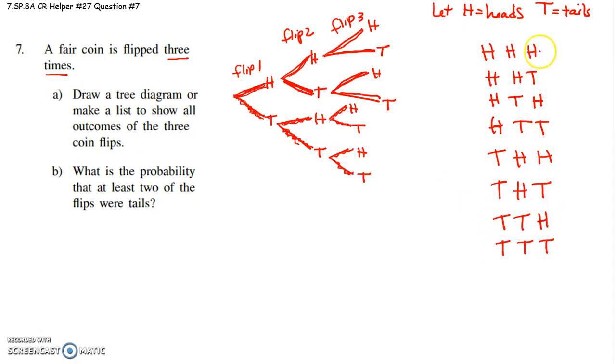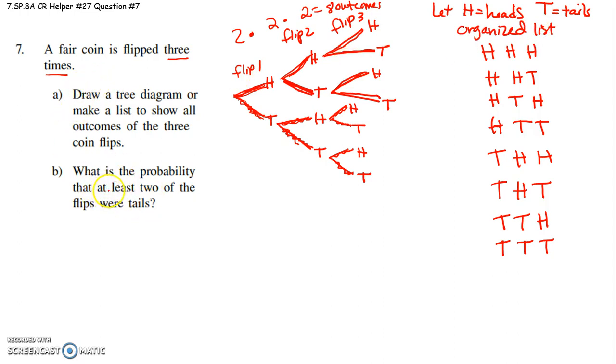So there better be eight outcomes. One, two, three, four, five, six, seven, eight. The reason I know there's eight outcomes is because on the first flip, there's two possible outcomes. On the second flip, it's heads or tails, two possible outcomes. And on the third flip, it's heads or tails, two possible outcomes, which equals eight outcomes total. So that's just a quick way to check, do I have the right number of outcomes? So there I made a tree diagram, and I also made an organized list. Those are the two ways we show our sample space.